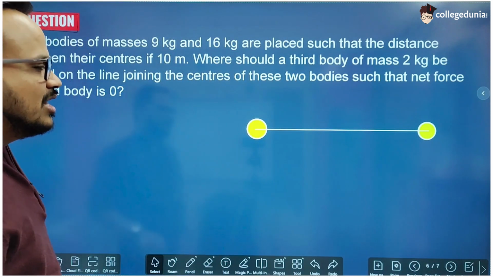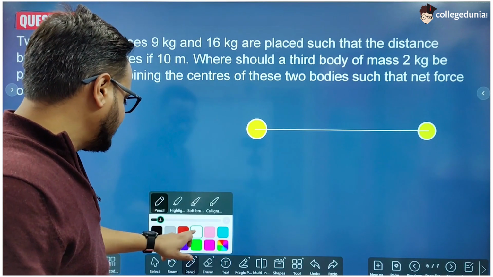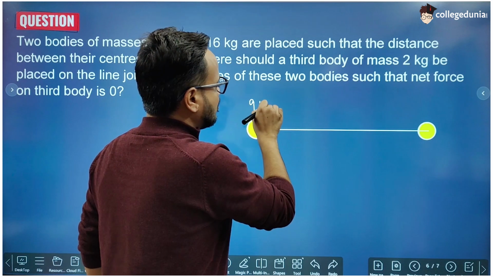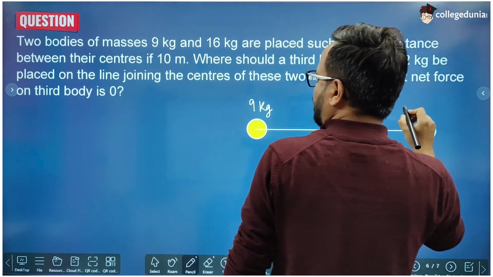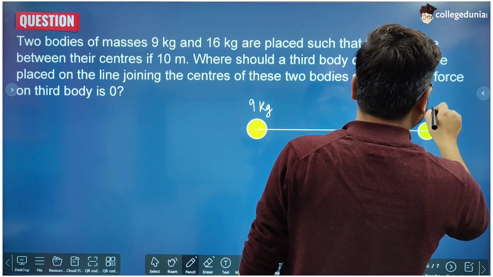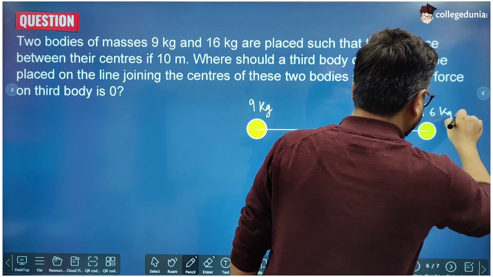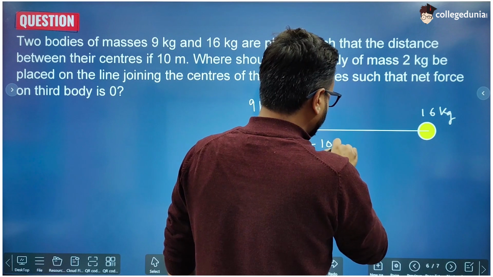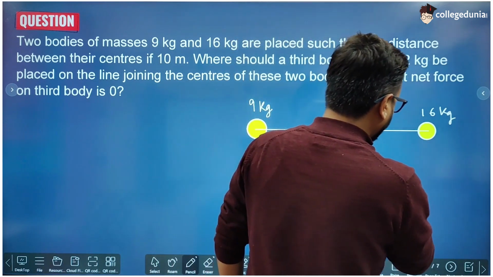So these two bodies, the mass of one body is 9 kg and the mass of the other body is 16 kg, and the distance between the centers of these two bodies is 10 meter.